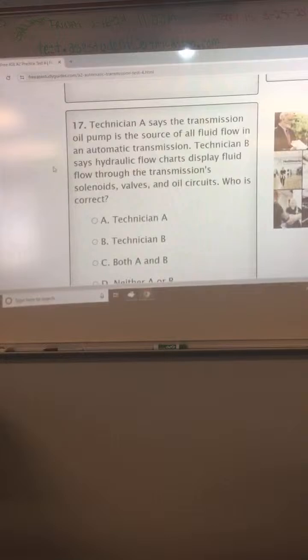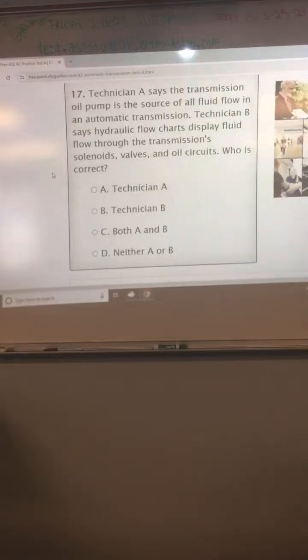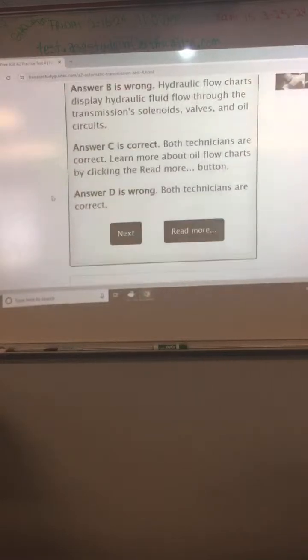Technician A says the oil pump is the source of all the fluid flow in the transmission. Of course it is. If it doesn't go through the pump, how's it gonna get anywhere, right? The other guy says hydraulic flow charts display fluid flow through the transmission's solenoid valves and oil circuits. That only makes sense, doesn't it?